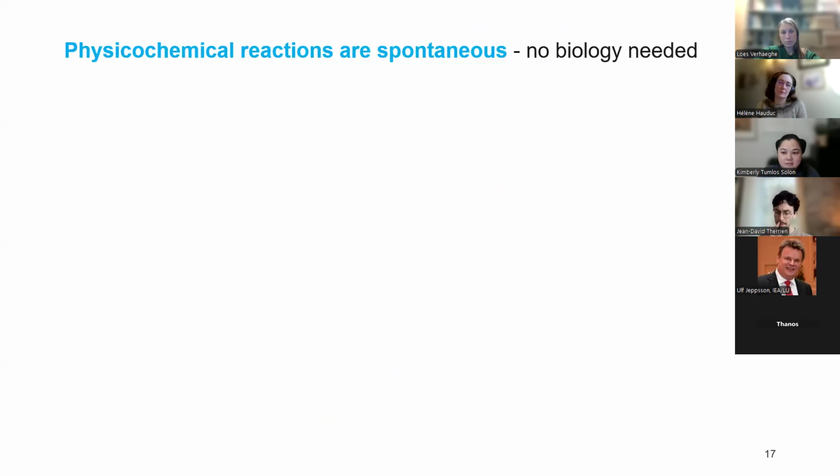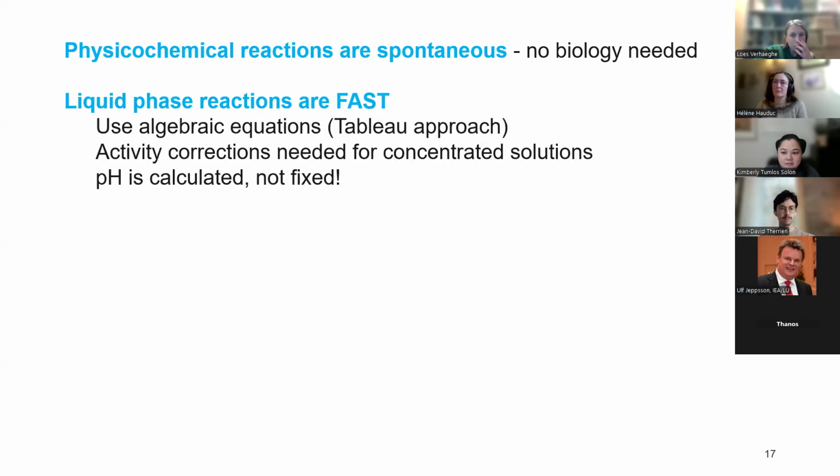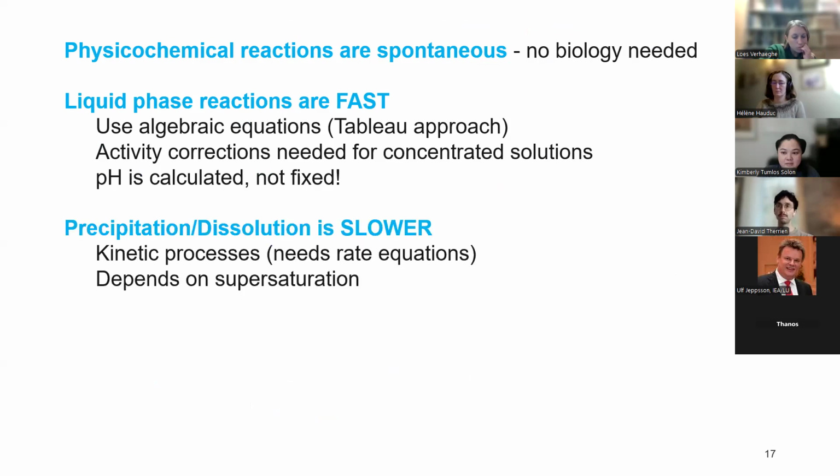So to summarize all of these concepts, physical-chemical reactions are spontaneous. There's no microbiology needed. Liquid phase reactions are very fast, so we can represent them as algebraic equations. We can use the tableau approach to make everything organized and systematic. Activity corrections are needed for concentrated solutions such as wastewater. And pH is calculated and not fixed.